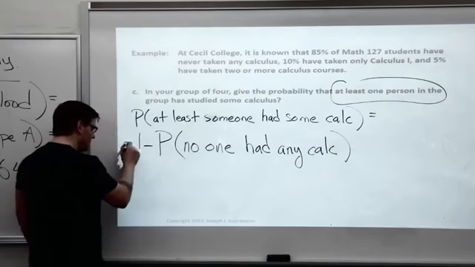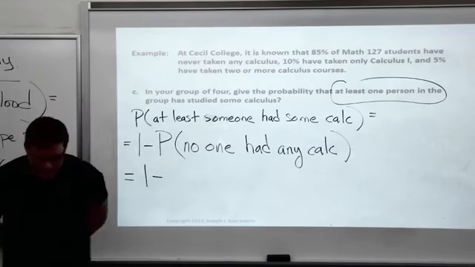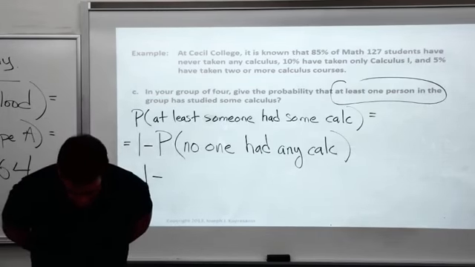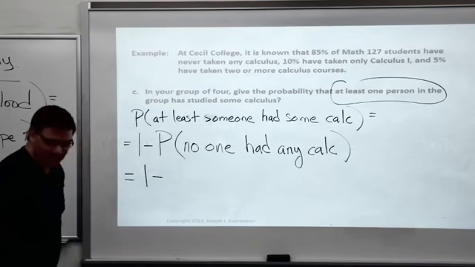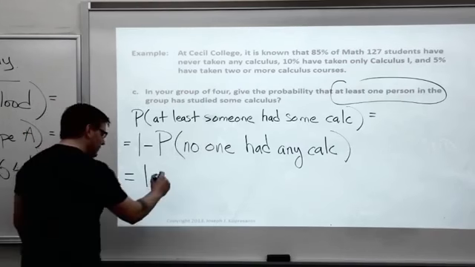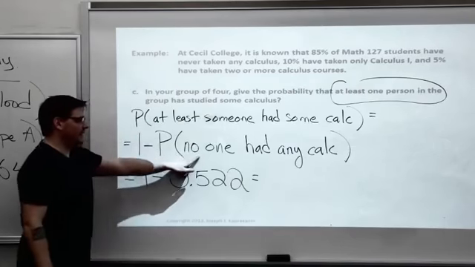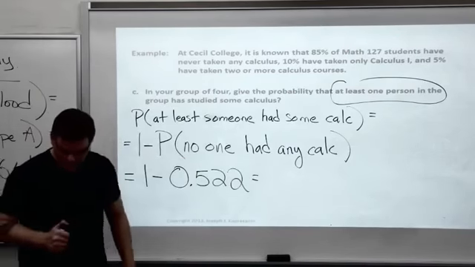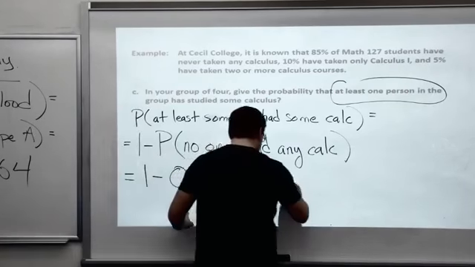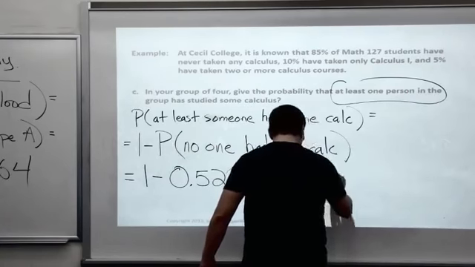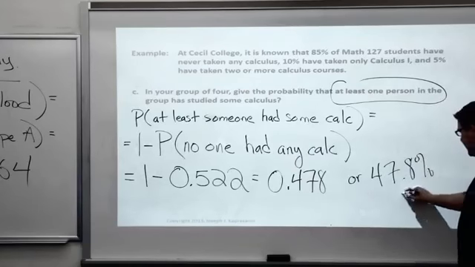All right, equals 1 minus something I believe we calculated already up in part A. Part A, give the probability no one in the group ever had studied any calculus. If you look up at the top, we already did that one, so I will just grab that number. Looks like 0.522. Remember what we did, we took that probability and multiplied it by itself 4 times. And 1 minus 0.522 is 0.478, or roughly 47.8% chance.